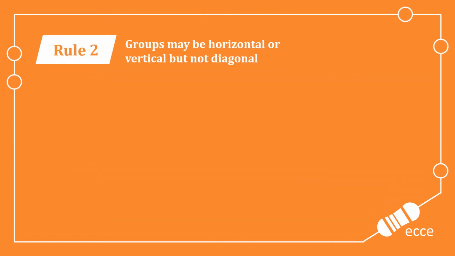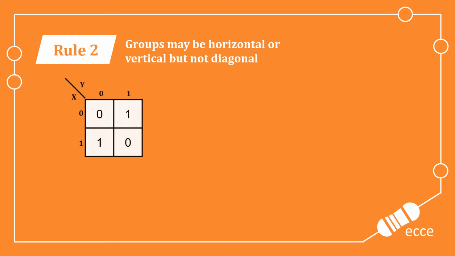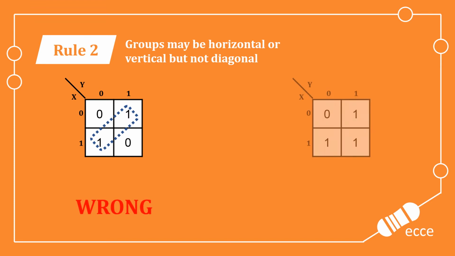Rule 2. Groups may be horizontal or vertical, but if we group these 2 ones together, this is wrong because it is diagonal. But nothing is stopping us from having horizontal pair or vertical pair.